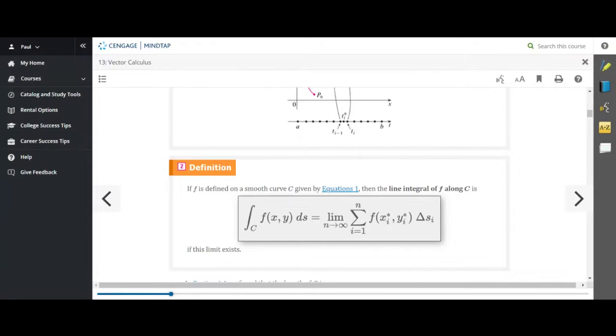Are there any questions from this in section 13.2? Are there any questions at all?